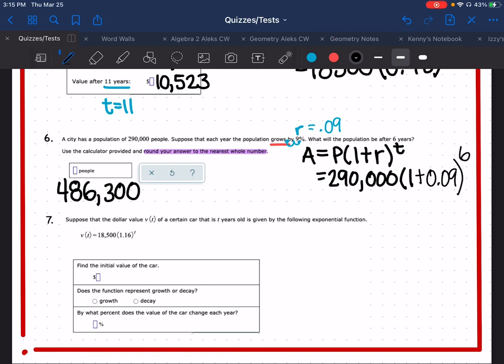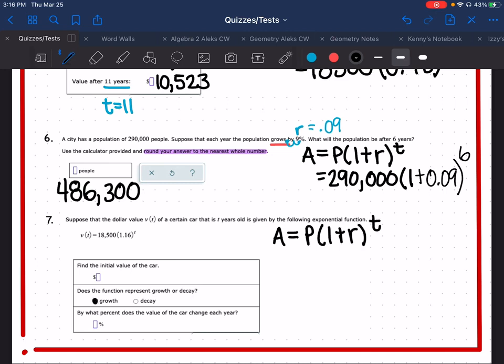Okay. All right, question number 7. Once again, I'm seeing the formula written for me. I can tell from my number inside the parentheses that this is a growth, and it does talk about the dollar value of a certain car that is T years old given by the following function. So they want me to find the initial value of the car. So this is a growth function because it is 1.16. And so this would be my formula right here.